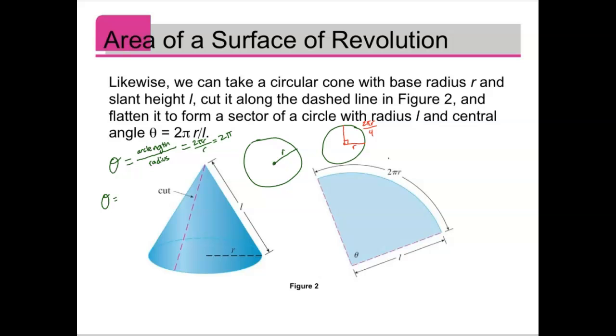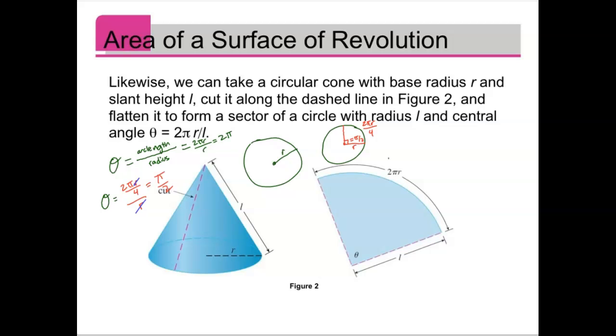If I plug it into this formula, the arc length is 2 pi r over 4 divided by the radius, which is r. The radius cancels. This simplifies to pi over 2, which is exactly what a right angle is in radians, right? So that's just the way we define a central angle in radians: the arc length that it subtends divided by the radius of the circle, okay?